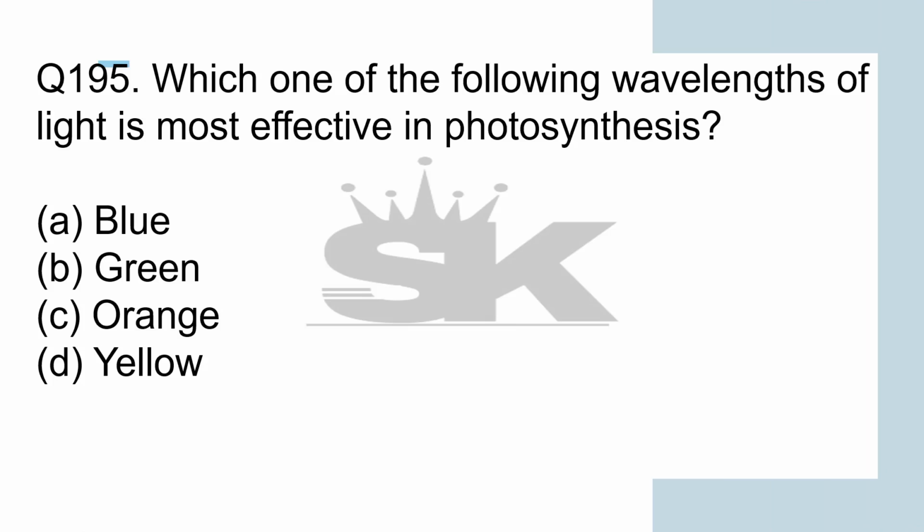Which one of the following wavelengths of light is more effective in photosynthesis? Here the answer is blue light. Certain red and blue wavelengths of light are most effective in photosynthesis because they have exactly the right amount of energy to excite chlorophyll electrons and boost them out of their orbit to a higher energy level.